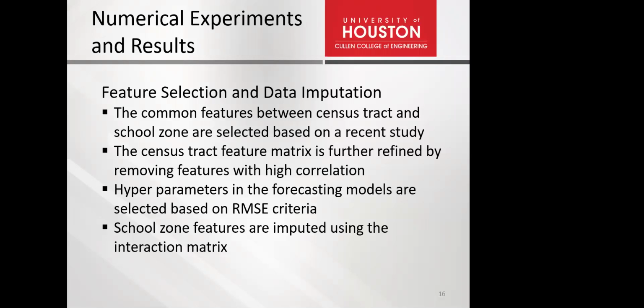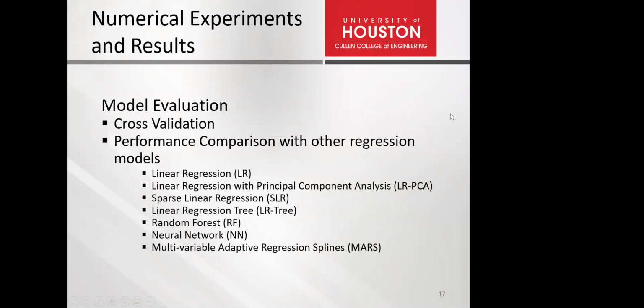Once we select the hyperparameters and the model, among the two proposed models, the forecasting model based on convex optimization and the forecasting model based on non-convex optimization, we impute features for the school zone. We already have these features for the census tracts, and by multiplying them with the interaction matrix, we can create an artificial feature matrix for the school zones. Then we evaluate the model using the cross validation technique, and for the artificially created features for the school zone, we can perform a comparison with other regression models.